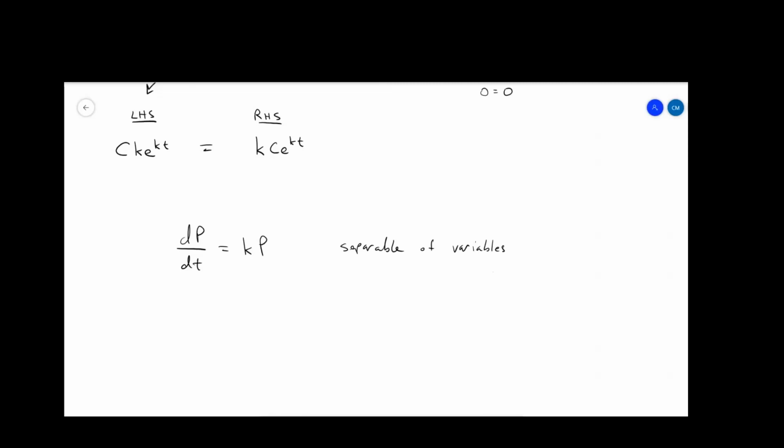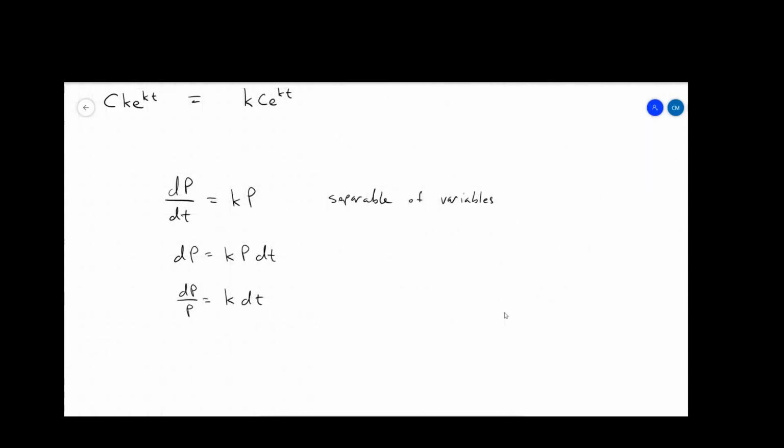We're going to treat this dt as like a separate variable. I'm going to multiply both sides by dt. And then I'm going to divide both sides by p. So I'm going to get dp over p is equal to k dt. Everybody see what I did there? It's just a bit of algebra, treating that dp dt as a fraction.